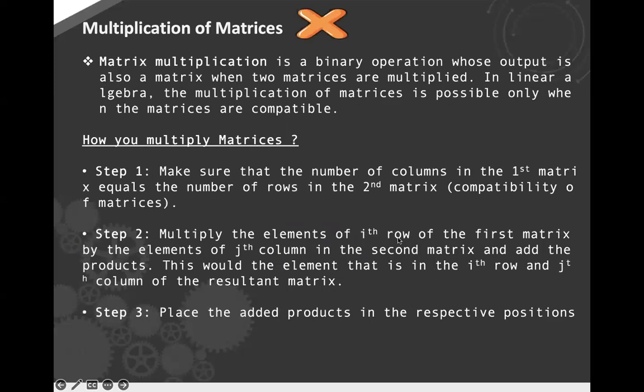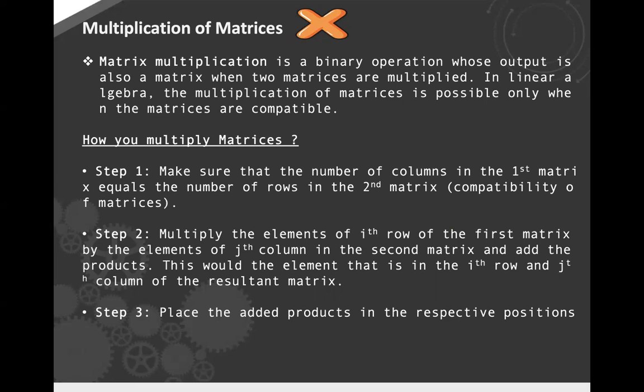So, multiplication of matrices. Matrix multiplication is a binary operation whose output is also a matrix when two matrices are multiplied. In linear algebra, the multiplication of matrices is possible only when the matrices are compatible. So how do you do that? Right here below, I have easy steps that will make it easy for you to multiply matrices.